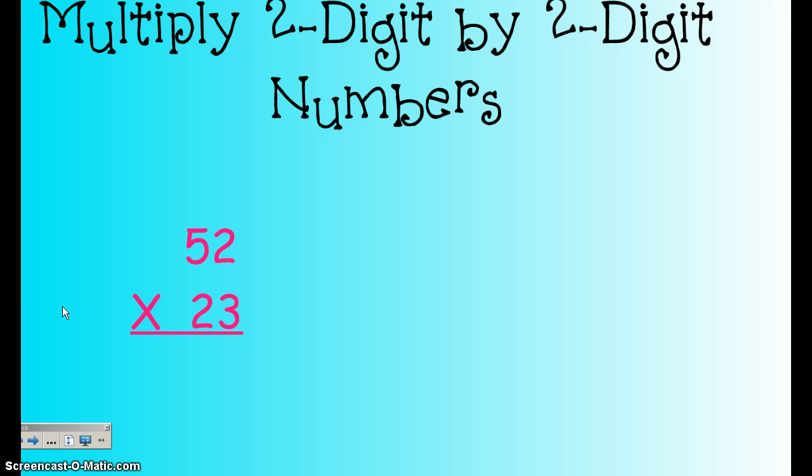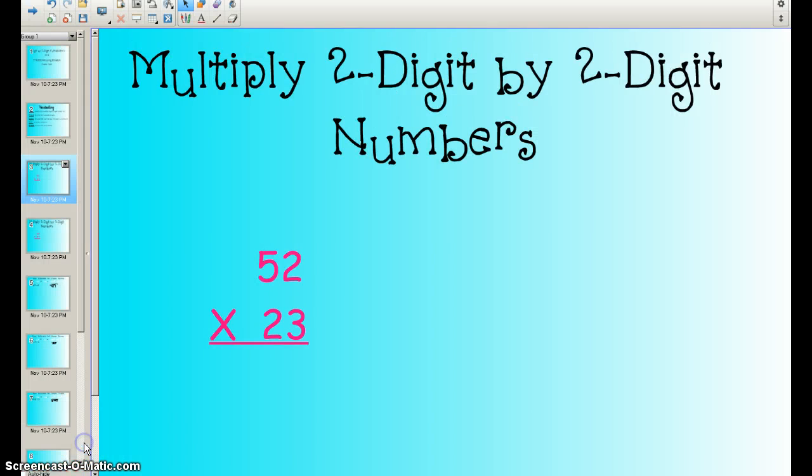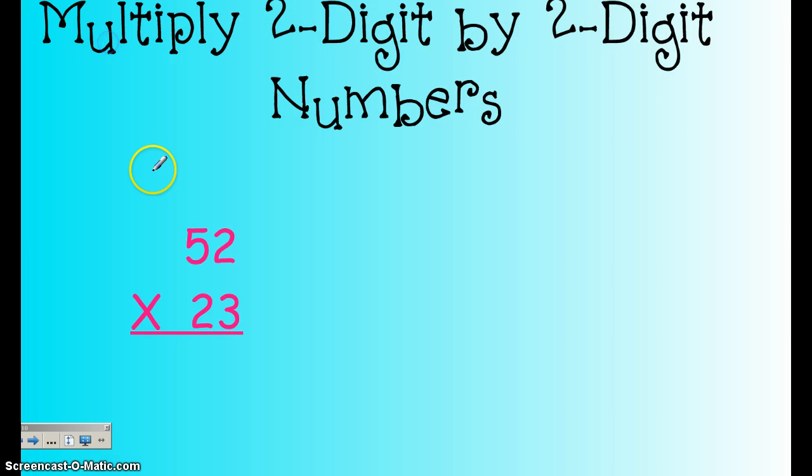Multiply 2-digit by 2-digit numbers. Okay, y'all have done a great job and gone over all the steps of multiplying 2-digit by 2-digit numbers. So we are going to review that. We always start at the bottom in the ones place and multiply the top number in the ones place. 3 times 2 is 6. Then we go to the top tens place. 3 times 5 is 15.